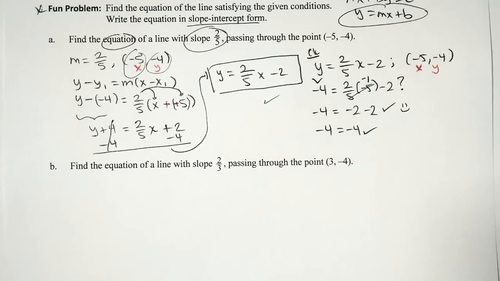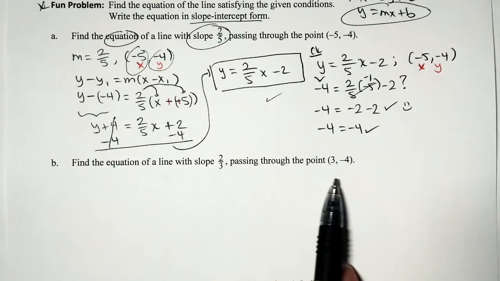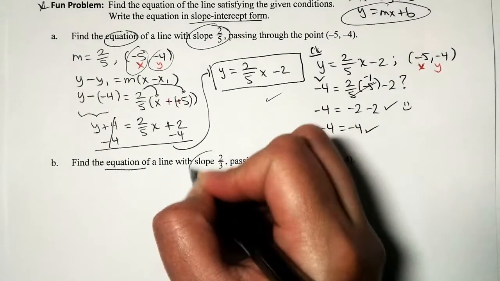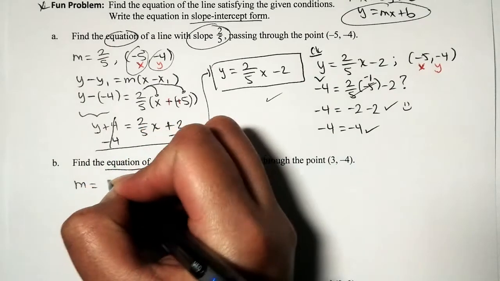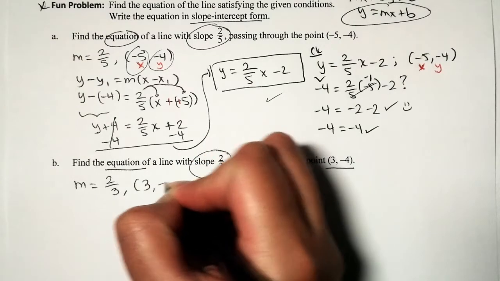Again, we're doing 3 problems. Find the equation of a line with slope 2/3 passing through the point 3, -4. So we want to find some equation. What do we know? We know that the slope is 2/3 and that it goes through the point 3, -4.